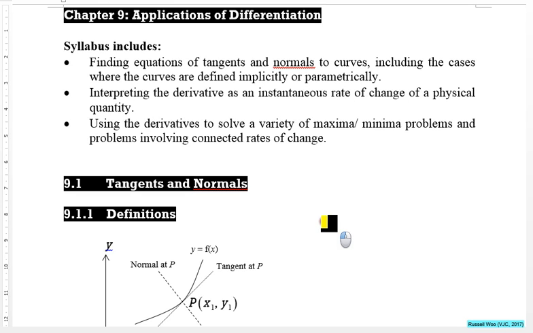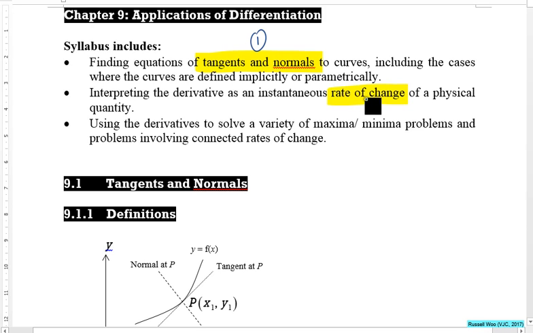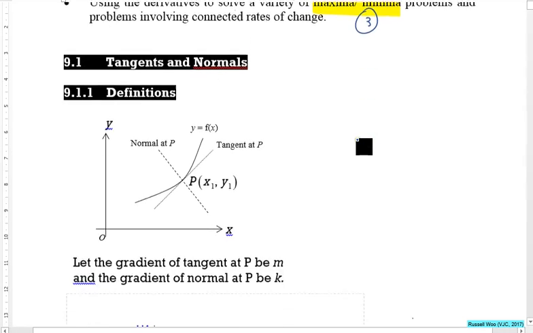Alright. The first tutorial is about tangent normal. The second tutorial is about rate of change. The third tutorial is on maxima minima. So there are 3 parts to it. Okay? So this chapter is broken up into 3 parts: tangent normal, rate of change, and maxima minima. Never mind if you don't know what it means. Let's start. Tangent normal.